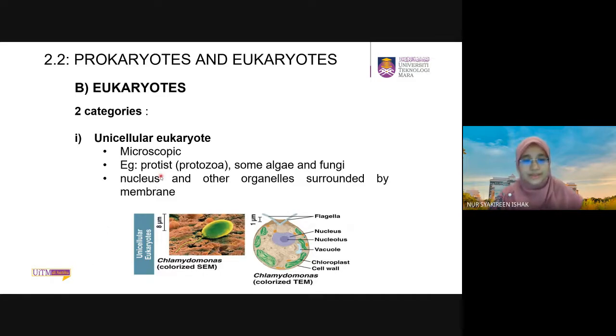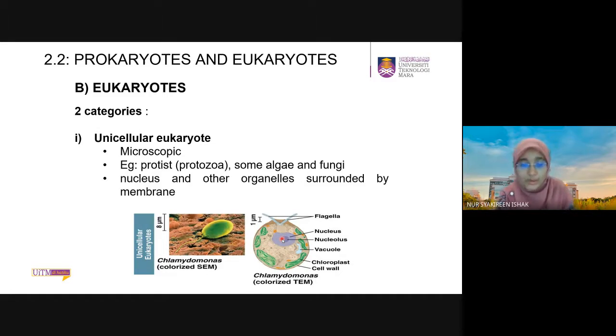So protists. For this unicellular eukaryotes, we call them protozoa, protists, and then there's some algae and also fungi. So these are unicellular eukaryotes. They have a nucleus and also other membrane bound organelles. Within the nucleus you have the nucleolus. Remember, nucleolus is the dense part of the nucleus, where the nucleolus functions to produce the subunit of ribosome.